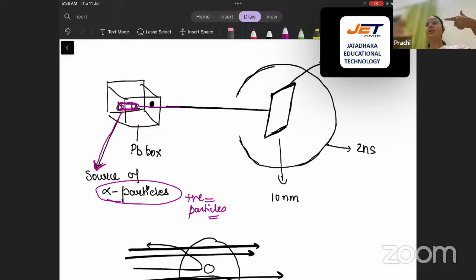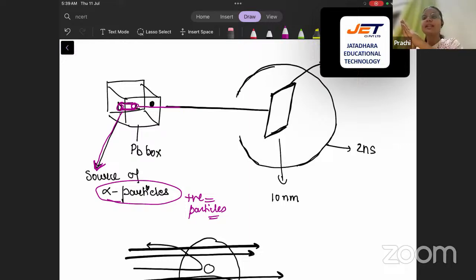Okay, so we are shooting a bullet, and you can imagine what will happen if I shoot a gun at a tissue paper. The bullets will cross the tissue paper. And the same thing they were expecting from this experiment: when I shoot these positive particles, all of them should pass through this sheet.